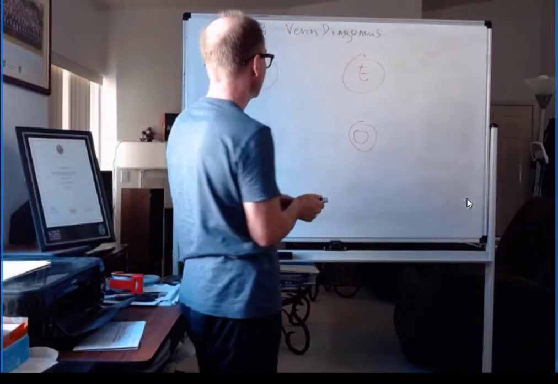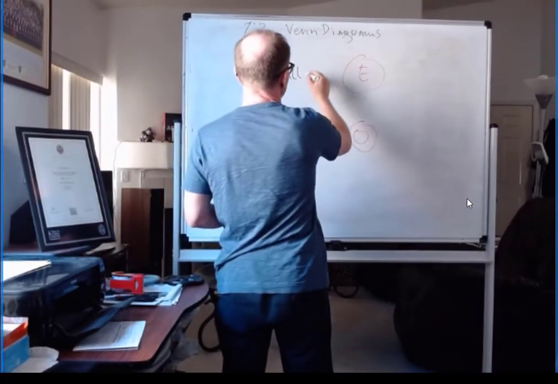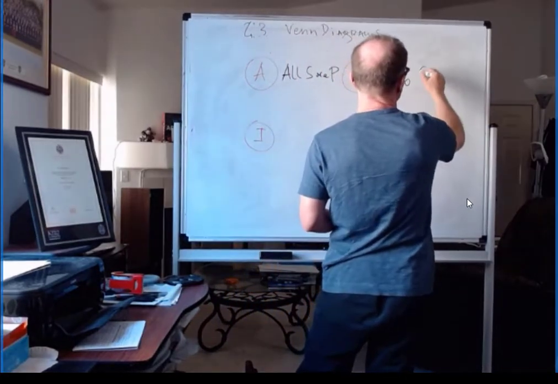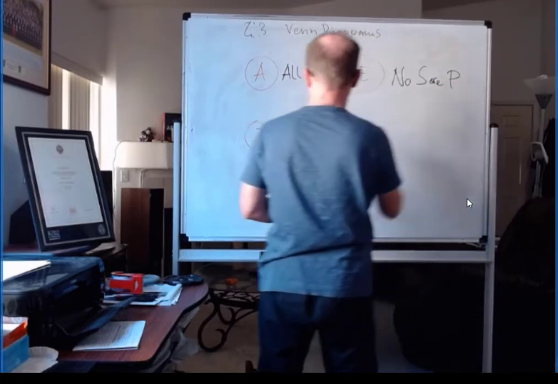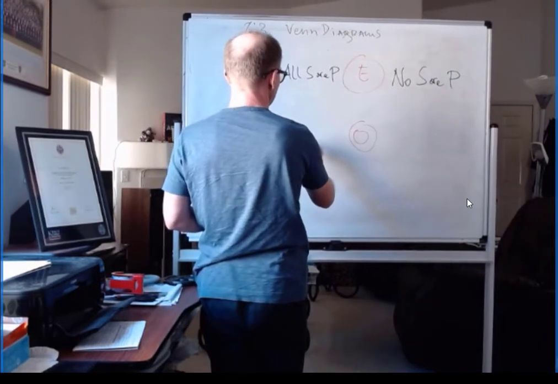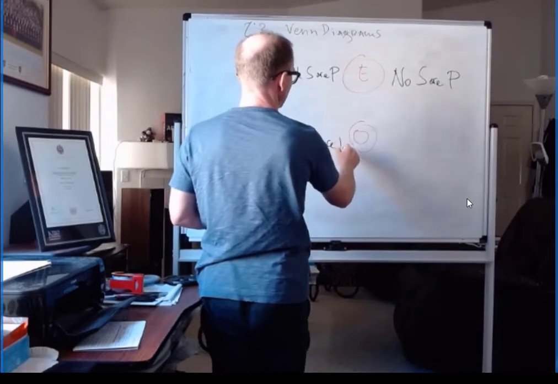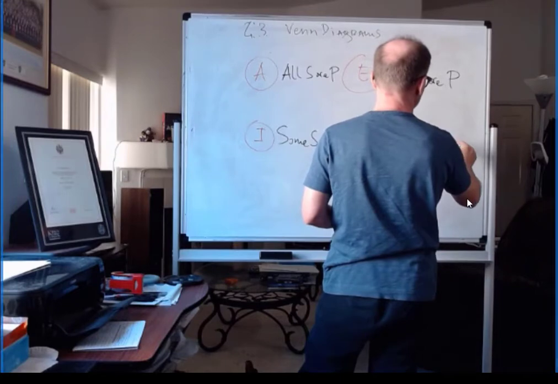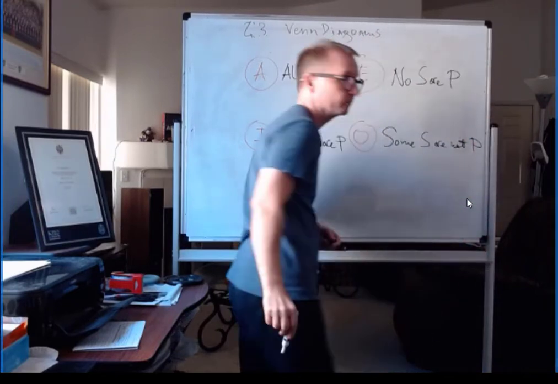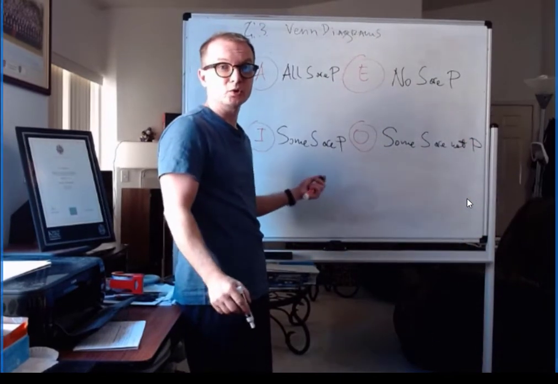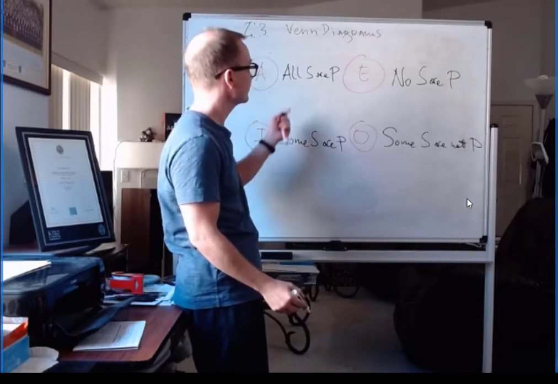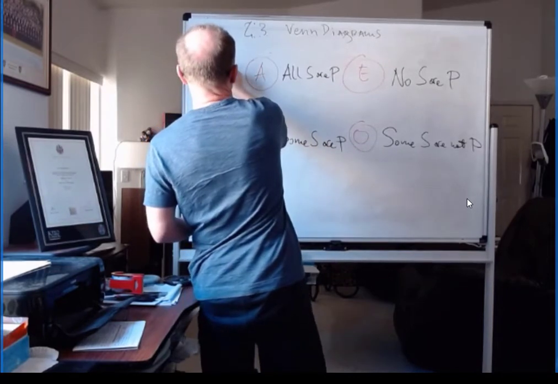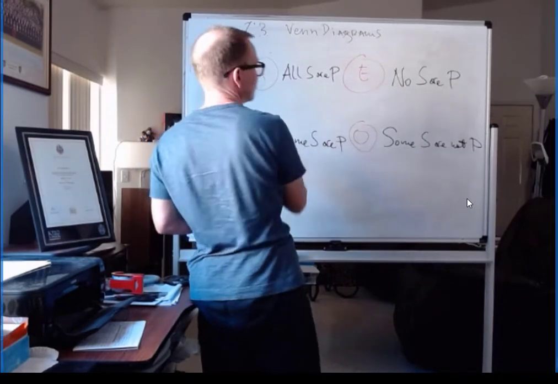A propositions are all S are P. E propositions are no S are P. I propositions are some S are P. And finally, O is some S are not P. This is what you should know. You should remember that. And it's best to arrange them like this. Also remember that these 2 are universal and these 2 are particular.